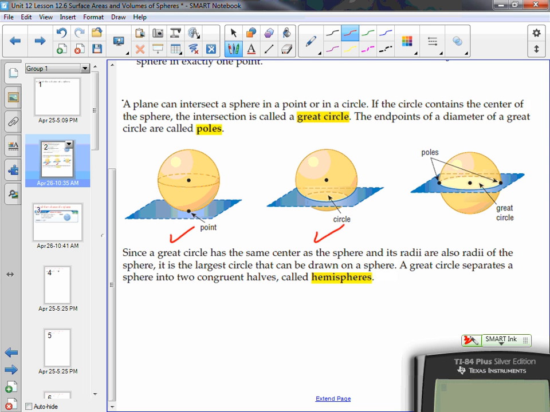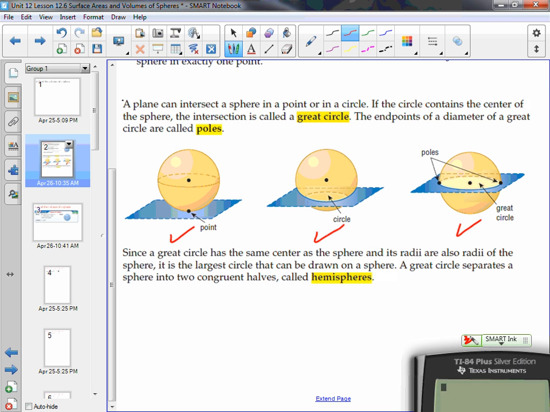And if you take that plane, that cross section, through the center of the sphere, like this one, then you get a great circle. Think of it like the equator. And what do you call a sphere that's divided into two congruent halves? A hemisphere. Each half is a hemisphere.